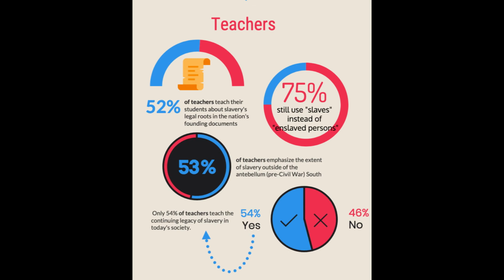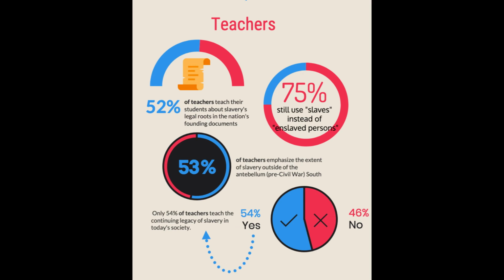So most of the results that we're going to see are about at the halfway point. So about half of the teachers reported that they did the behaviors that were being asked of them. So one of the things that is really important when you're teaching American history is the foundation of the country in the founding documents like the Declaration of Independence, the Constitution, even the Articles of Confederation, things like this. And when they surveyed teachers, only 52% of those teachers taught their students about slavery's legal roots in these nation's founding documents. So the rest of them just left it out.